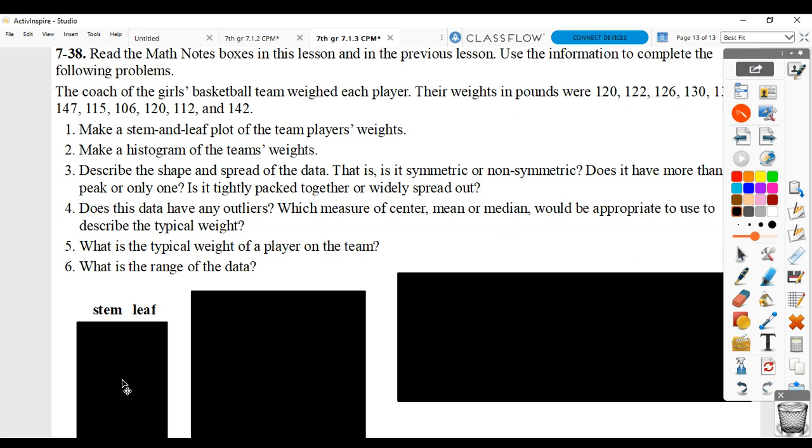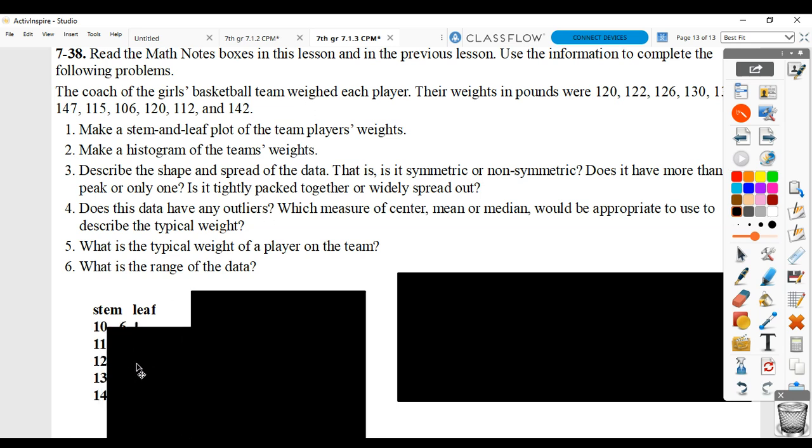So remember, with a stem and leaf plot, you should put some type of title. So in this case, maybe girls' basketball team weights. And then remember, your stem is going to be the values, in this case, of the first two digits. So the 10 would represent values in the hundreds. Then the 11 would represent the values in the 110 up to 119, and so forth. So my line got moved over here.